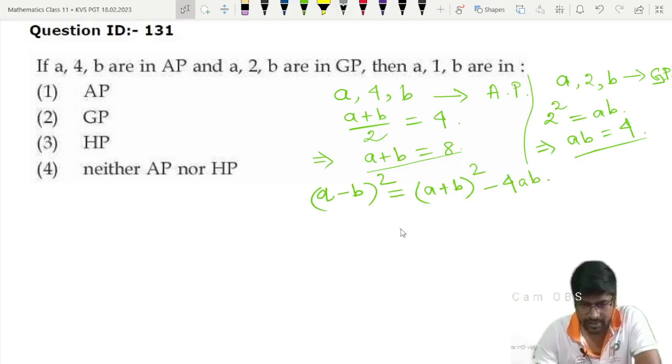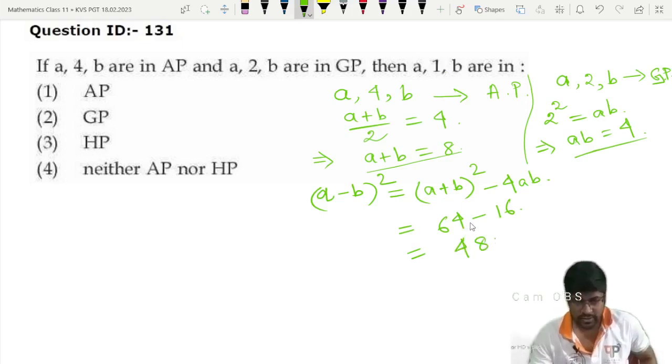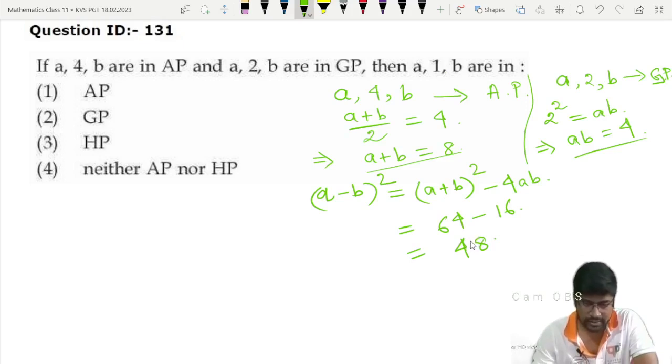Now A plus B value we know already, 8. So 8 square, that is 64, minus 4AB, that means 4 into 4, that means 16. That will give us 48. Then A minus B will be under root 48. Then it will become difficult. The task will be difficult. So okay, we will not go by this method.